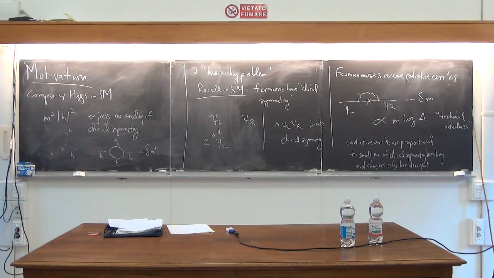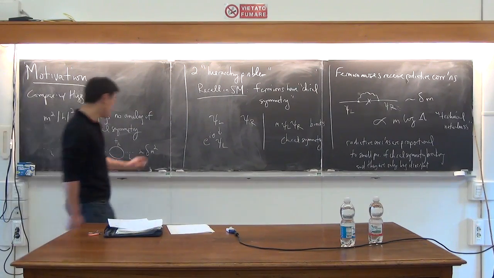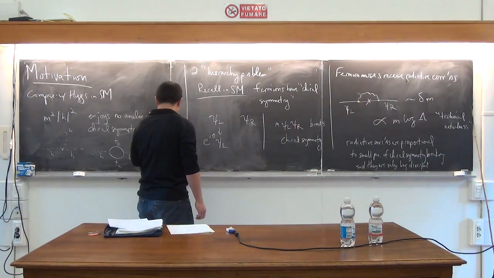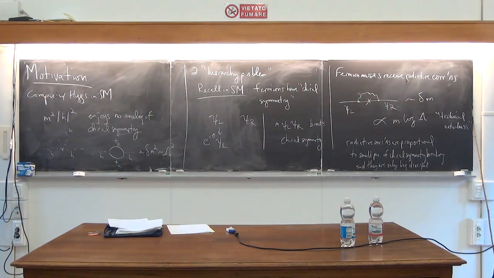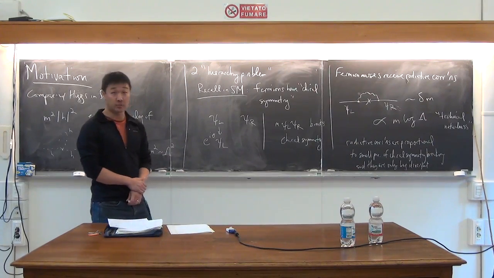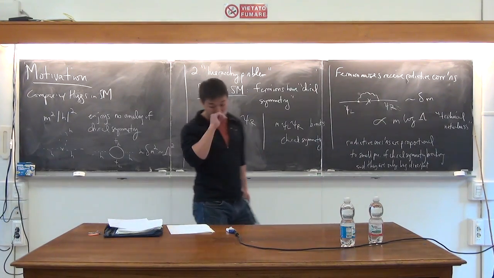And there's no approximate symmetry in the standard model that would imply that these diagrams are small. Okay, so when you actually come to calculate them with some UV cutoff, you get this order lambda squared. And so this is the hierarchy problem in a nutshell.